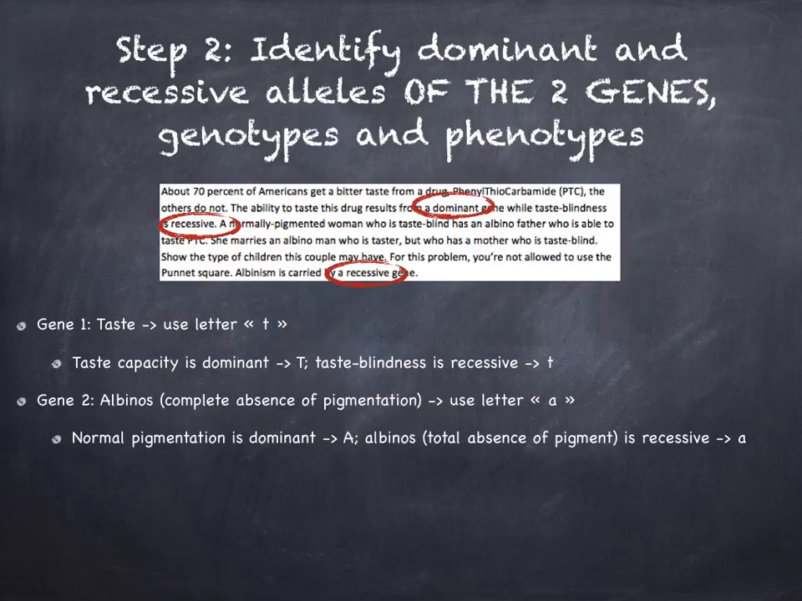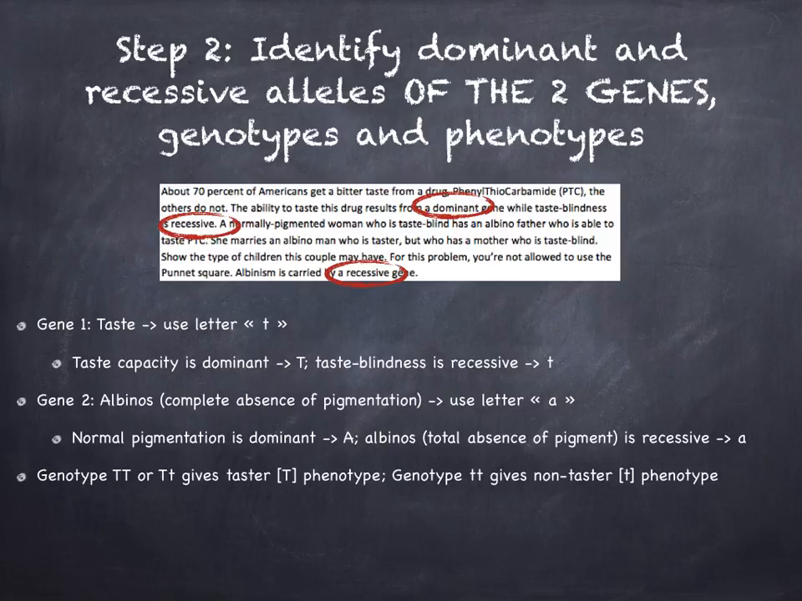Then you will also follow the transmission of a different gene, which is the albino gene. So it is a complete absence of pigmentation. Because it is a particular trait called albinism, we will use the letter A, and the normal pigmentation is dominant, so we will use the big A, while albinism is recessive, and we will use the small a.